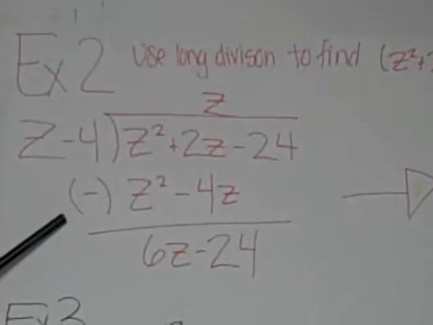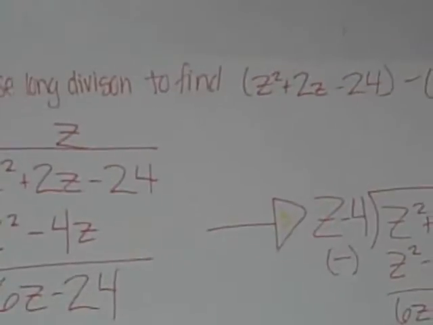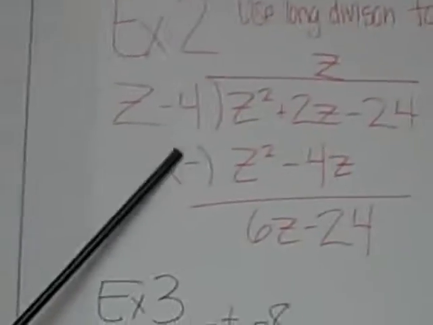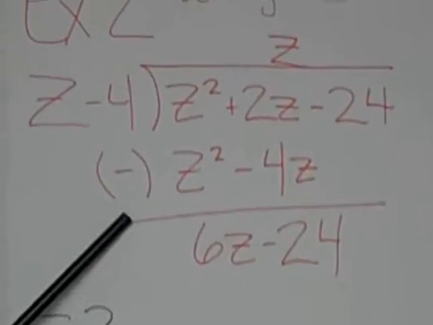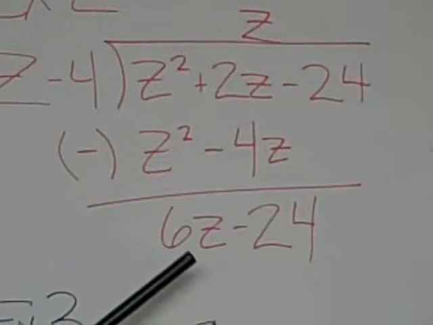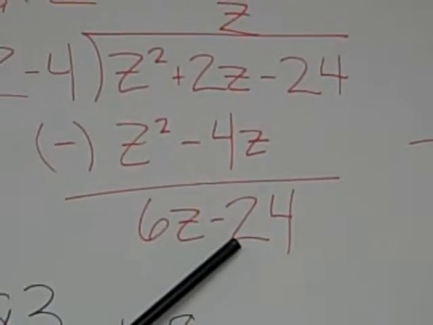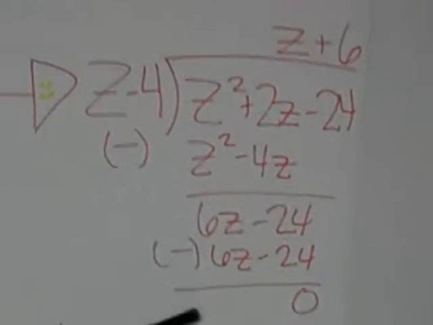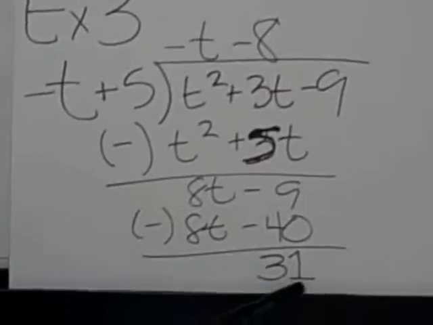Division algorithm. What you're going to do is divide by z minus 4, and in the end it will give you 6z minus 24 with z on top. And then you're going to use long division again, and you're going to end up with a remainder. And what you do with that remainder is you put it over what you were dividing by.